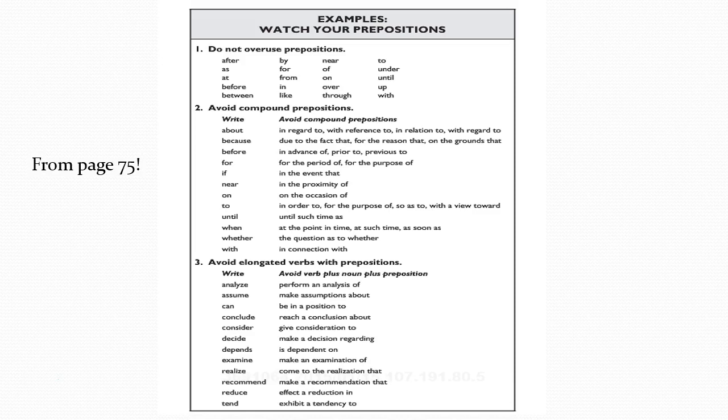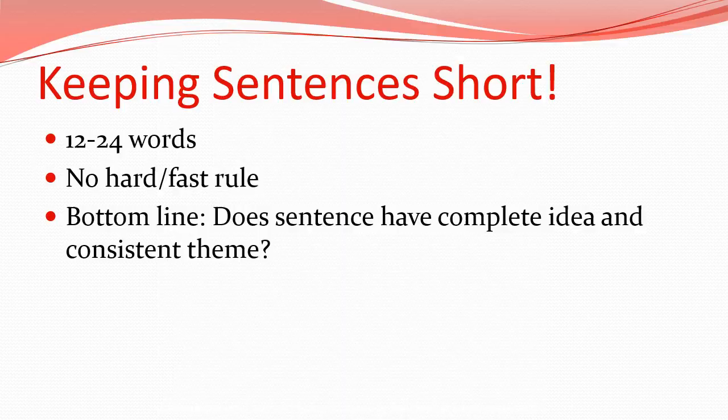So page 75 from our text. I love our text. It's so direct. It's so wonderfully clear and concise. But here's a great chart of prepositions to avoid or use sparingly and ways to make your verbiage more active. Again, page 75. Check it out.